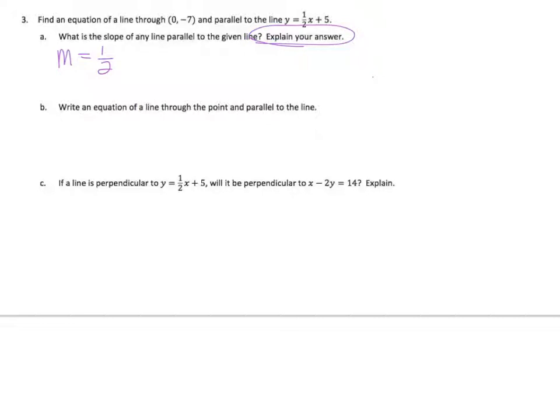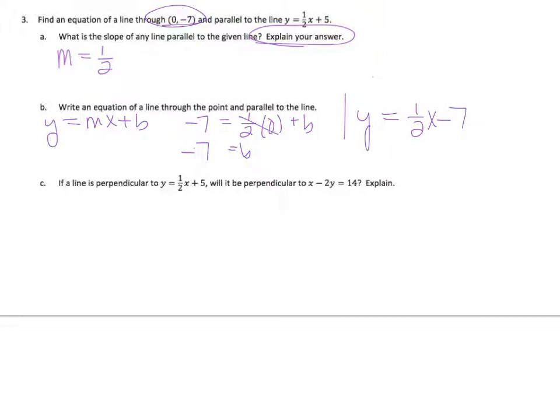Like I said, I really prefer the slope-intercept form. I'm going to grab this point and the slope and do some math. y is -7, m is 1/2, x is 0, plus b. That cancels out. b is -7. So my answer is y equals 1/2 x minus 7.